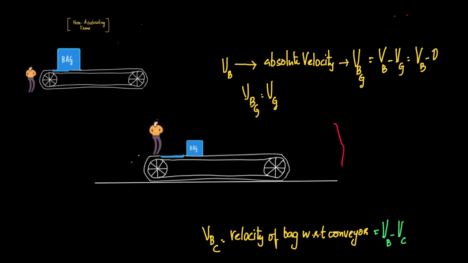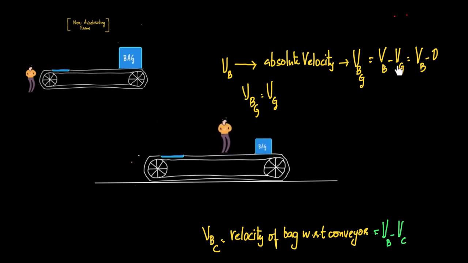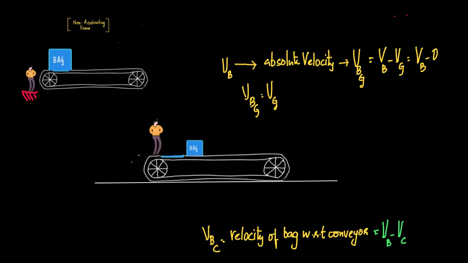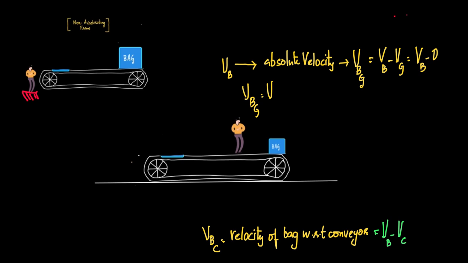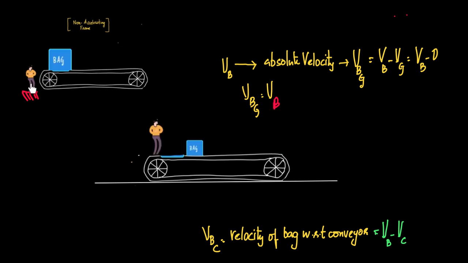When you see things from a non-accelerating frame, what this person is observing is the velocity of the bag, which is actually the absolute velocity, or practically the velocity of the bag with respect to the ground, which is velocity of bag minus velocity of ground, but the velocity of ground is 0. Why? Because he's on earth, right? So if this is the ground, the velocity of ground is 0, and VB minus 0 is VB alone, and therefore the term absolute velocity. In other words, the velocity of the bag with respect to the ground is the velocity of the bag as seen directly by the observer on the ground.